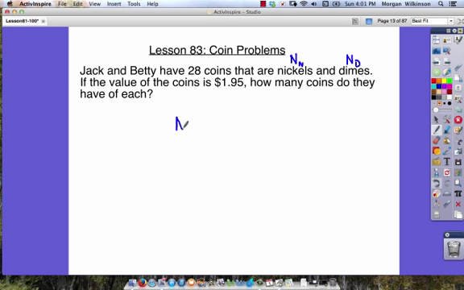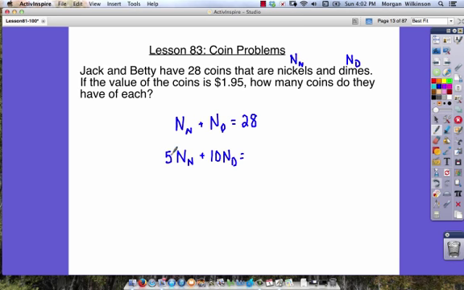So we could write the number of nickels plus the number of dimes is going to be equal to our total of 28. Then we need to have an equation that tells us about money. Nickels are going to be worth 5 cents. So we could write 5 times the number of nickels plus a dime is worth 10, 10 times the number of dimes is going to give us how much money we have.